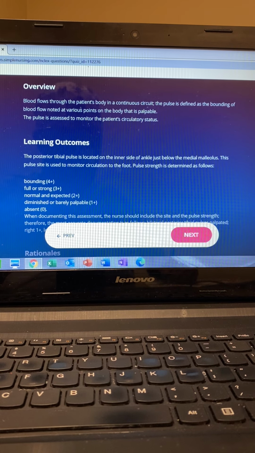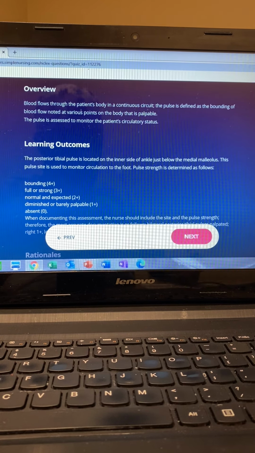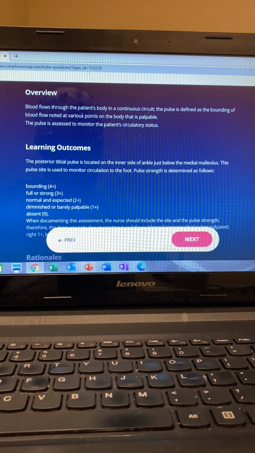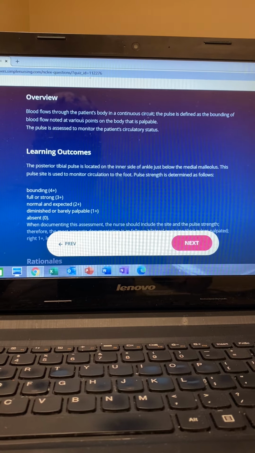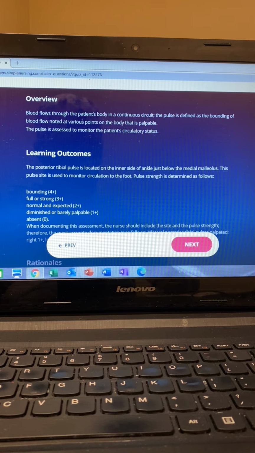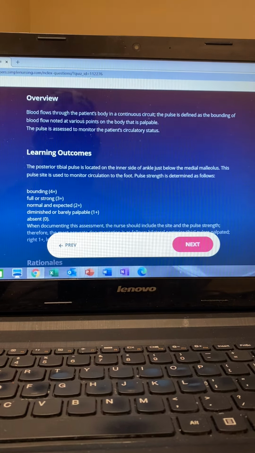So this leaves us with option number 4, which is correct. Right should be a +1, which indicates a weaker but palpable pulse. And since the left side is really strong, 4+ indicates that strong, really bounding pulse there.